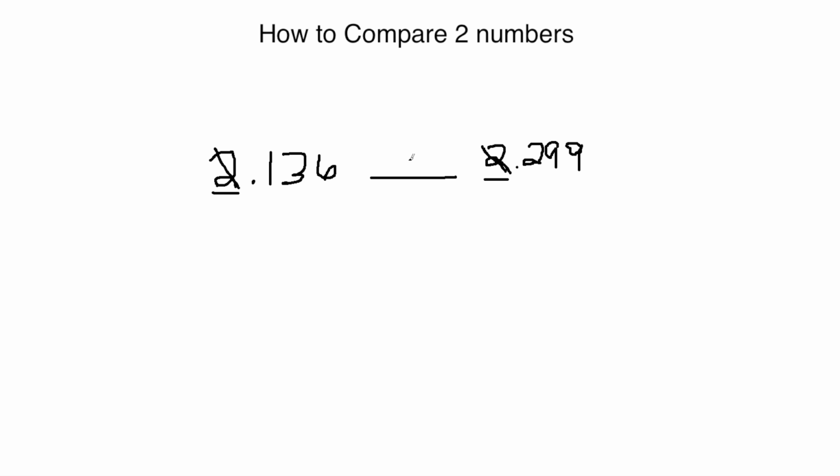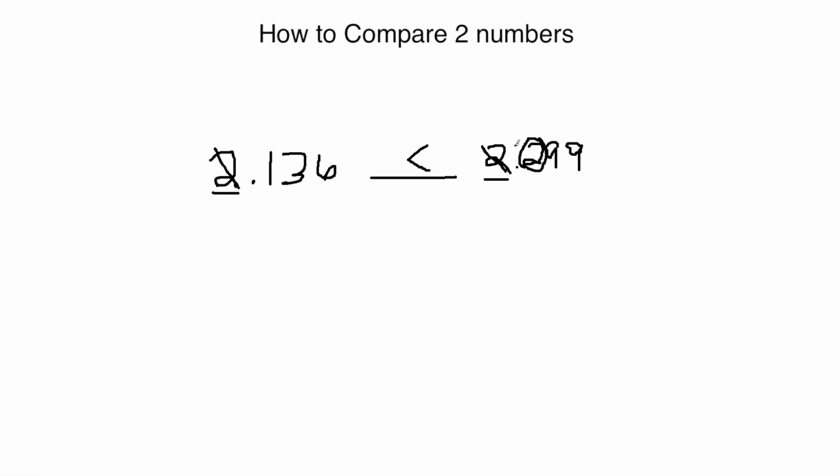Now go to the next place value to the right. This is the tenths place. It's just to the right of the decimal. Now compare. You have a 1 and a 2. Well, the digit 2 is greater than 1. So circle the 2. 2 is greater than 1.